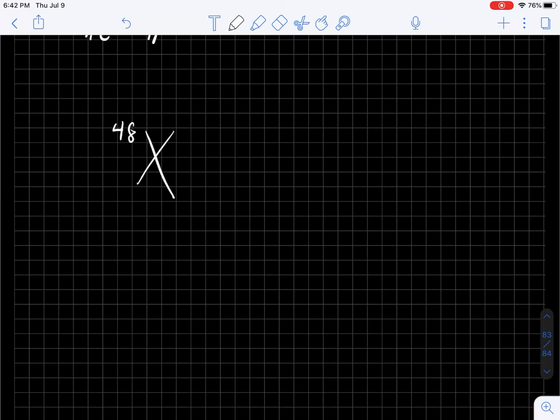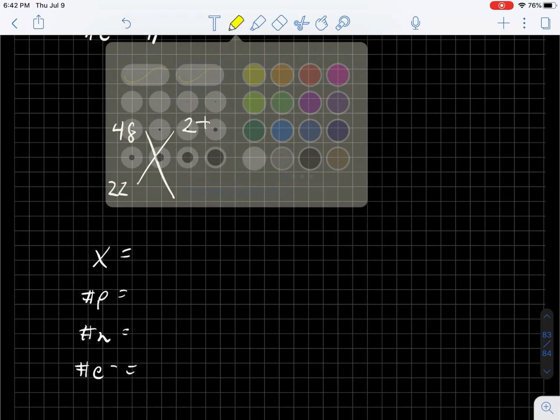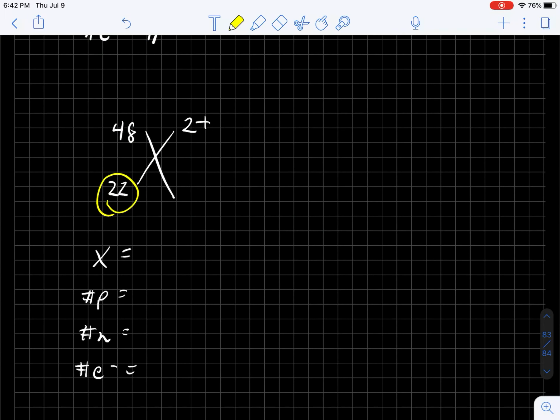So suppose I gave you this on a test. I said, hey, here's element X, and element X has a mass of 48 and atomic number 22, and it has a charge of positive 2. I want to know, first of all, what's the identity of X? What are the number of protons in this particular atom? What are the number of neutrons? And what are the number of electrons? So you can pause and give that a shot, and then when you're done, come back.